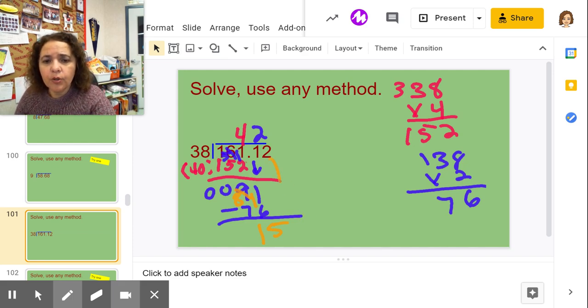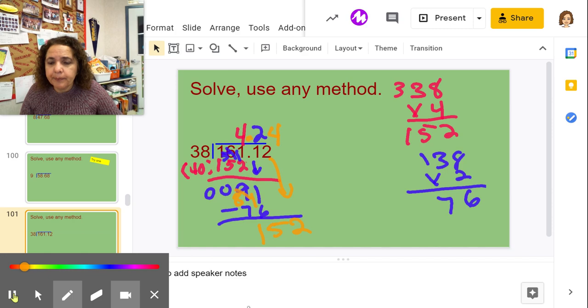Bring down my 2. Now I'm going to do 4 goes into 15 how many times? 4 times 4 is 16, right? And oh, look, I already did it over here, and it was 152. So it is a 4. So I don't even have to do the math. Now what do I do? Last thing, bring up the decimal. 4 and 24 hundredths. See, exact same thing, just bring up the decimal. Pretty easy, right?